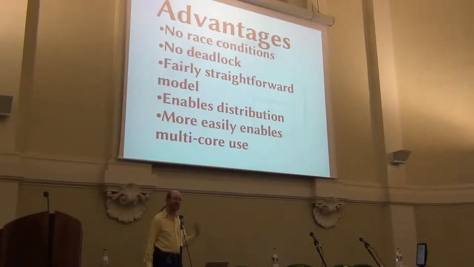It does enable distribution, which threads don't by themselves. It also more easily enables multi-core use, because there's a couple of things that keep most of the Smalltalk virtual machine implementations from implementing true native operating system threads. One of them is that the potential for interleaving badly of your threads gets greater when you're interleaving at the operating system at every machine instruction boundary. But part of it is also that when you have multiple threads operating on the same memory space, garbage collecting that memory is an interesting problem.